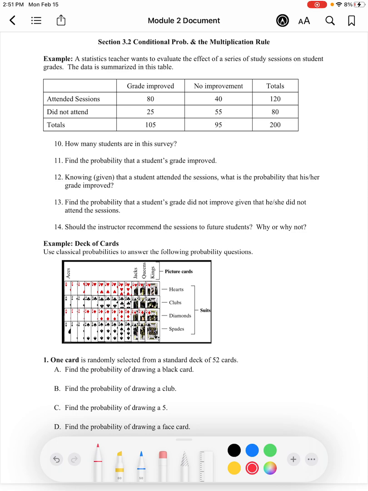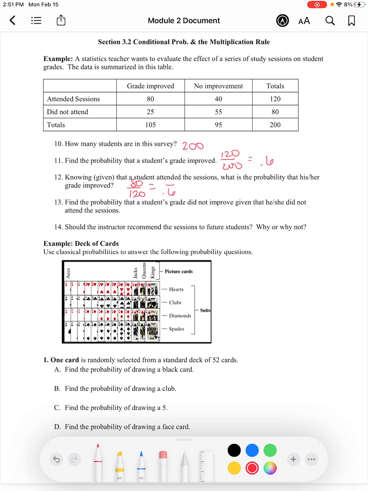So going back to the same example we used before, we know there are 200 students. The grade improved, that was the 120 out of 200, which was 0.6. Knowing that the student attended the sessions, now we're only talking about 120 students. The probability their grade improved is 80 out of 120, which is 0.6 repeating.